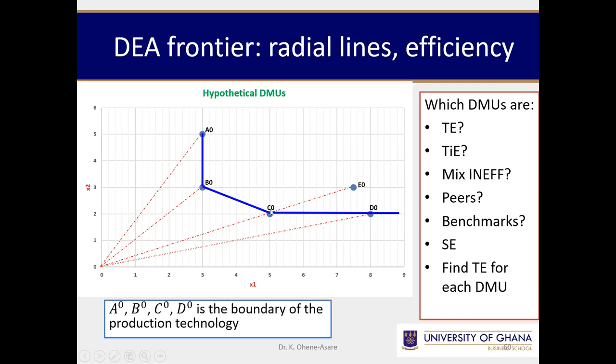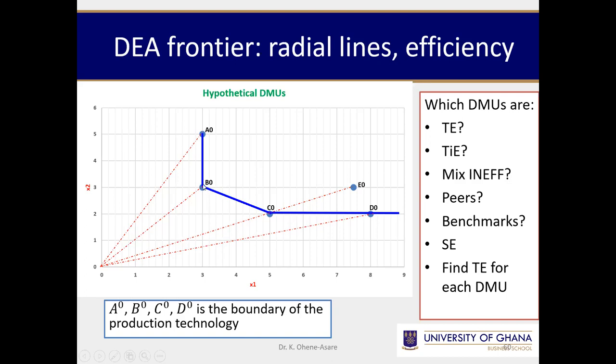But you cannot say the same thing for B and C. Even though B is using X1 of 3 and C is using X1 of 5, which appears that B is doing better, when you come to X2, C is using 2 of X2, and B is using 3 of X2. So C is a champion when it comes to X2, and B is a champion when it comes to X1. You can't say that one is better than the other. So those that are not dominated, they are Pareto efficient, more or less. Those are the ones that will form the frontier.